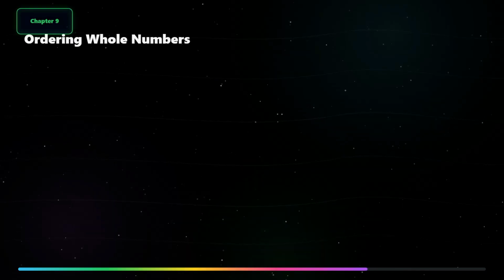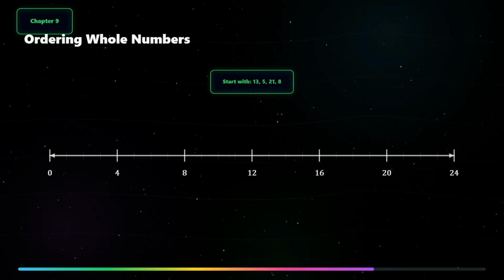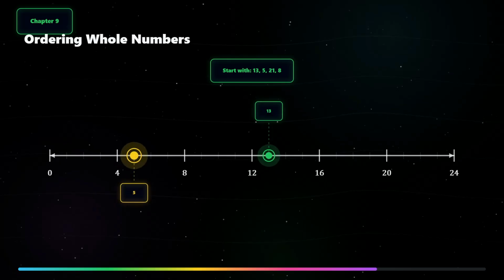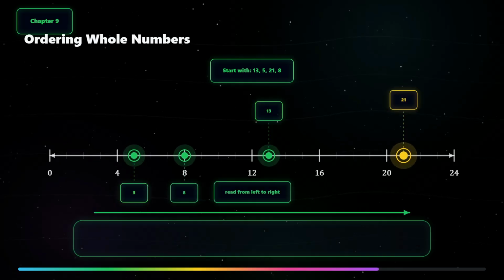Now, let's use number lines to order numbers. Ordering means putting numbers in size order. Ascending order means smallest to largest. On a number line, that means read from left to right. Start with whole numbers, 13, 5, 21, and 8. The smallest value is 5, then comes 8, then 13, then 21. So the ascending order is 5, 8, 13, 21.